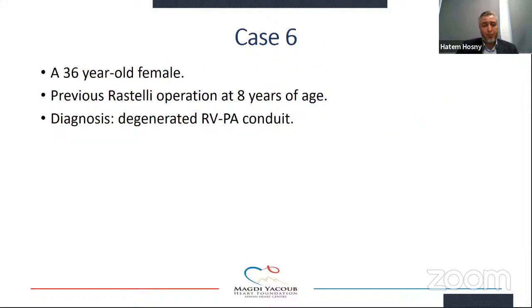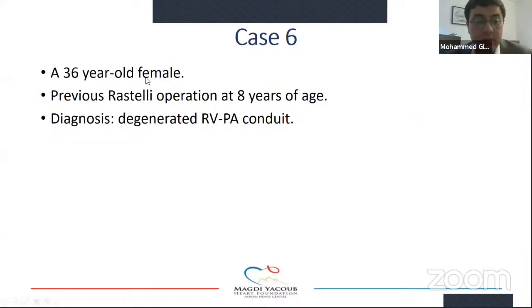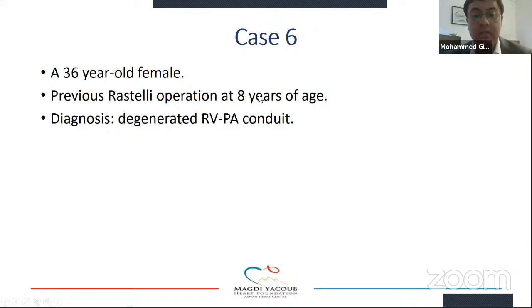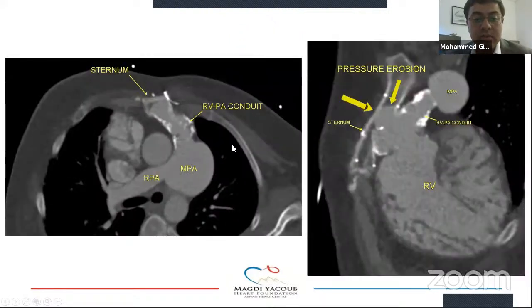Yes, yes. Case number six, a 36-year-old female who had a previous Rastelli operation at 8 years of age. We diagnosed a degenerated RV to pulmonary artery conduit. As you see here, this is an axial post-contrast CT displaying the main pulmonary artery, the RV, and this is the RV to pulmonary artery conduit.